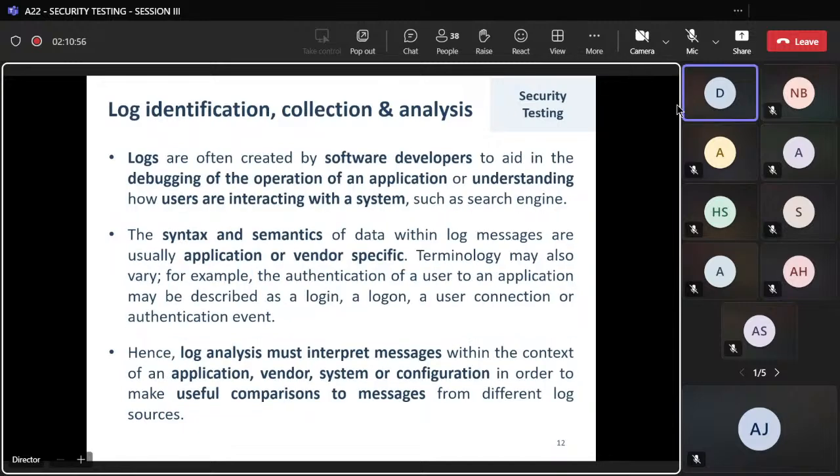And basically, logs are created by the software developers. This is to help them in performing debugging activities, and so that they can get a better understanding of how the users are interacting with the system. And also they'll be trying to read the log messages. Some logs will be vendor specific, and some logs will be application specific, and they'll be trying to identify what a particular event is about. Is it an authentication event, or a different type of event? They are able to interpret those messages.